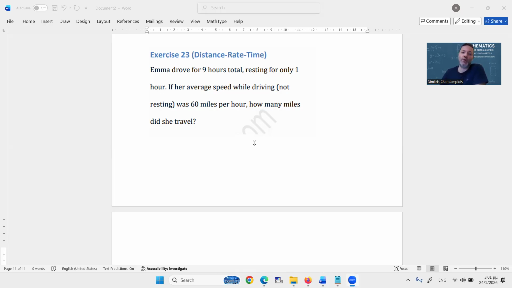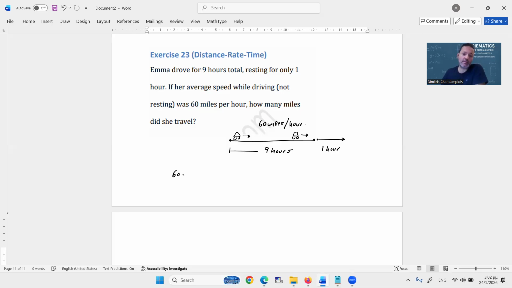Okay, so we know that she drove for 9 hours and she rested for only 1 hour. Her average speed while driving, not resting, so while driving, her average speed was 60 miles per hour. So, how many miles did she travel altogether?